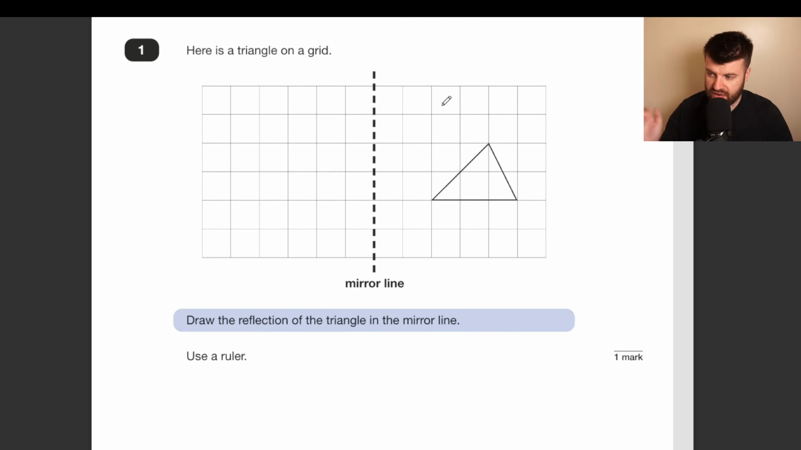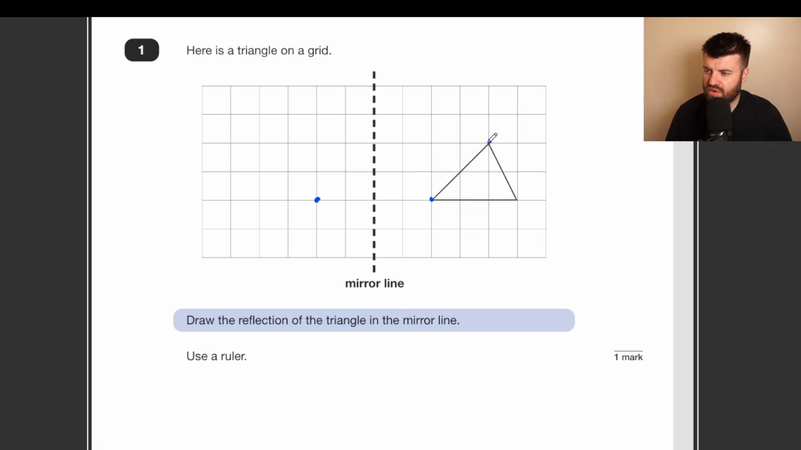Here is a triangle on the grid. Draw the reflection in the mirror line. We did a lot of practice on this on our YouTube channel beforehand. So if you watched it, I'm sure you would be able to get this question right. What we need to do is take a corner of the shape and count how many squares to the mirror line. There's 2. So we keep going 2 more. And that corner now is over to this side in a reflection.